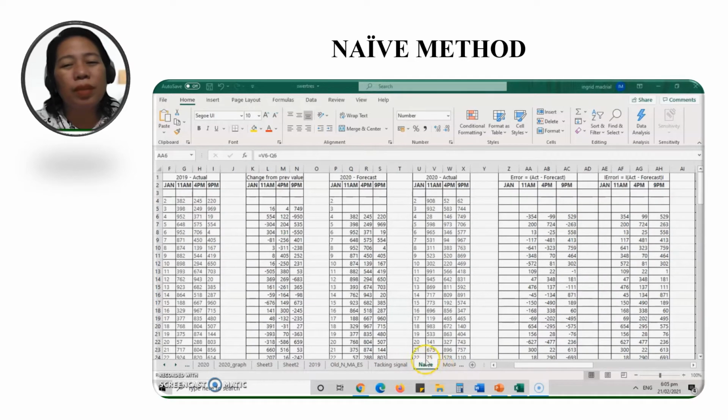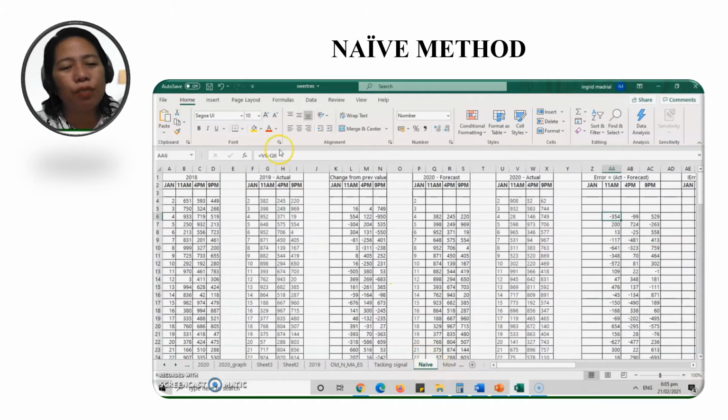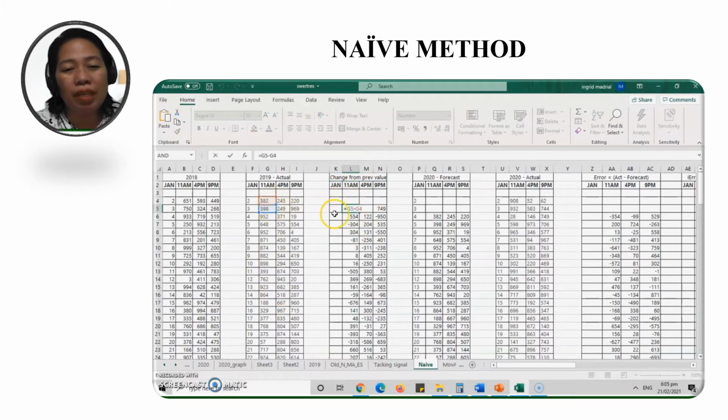So let's start with the naive method. As defined, the naive method is a forecast for any period that equals the previous period's actual value. It also says that the naive approach can be used with a stable series, with seasonal variations, or with trend. Since the data that I have apparently exhibits a trend, the forecast I computed is equal to the last value of the series minus the difference between the last two values of the series.